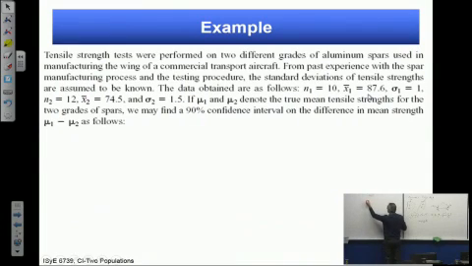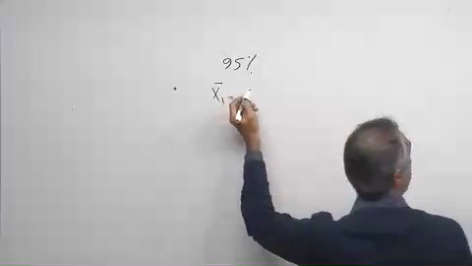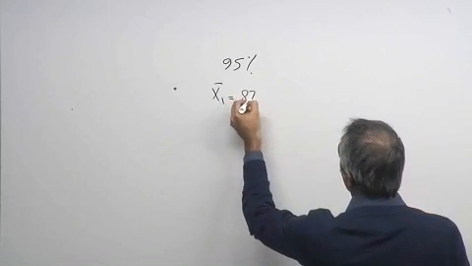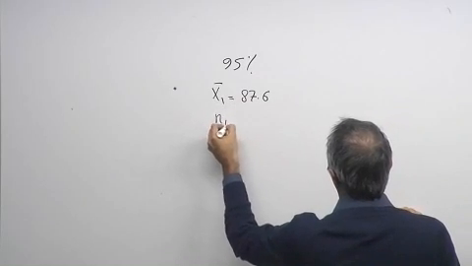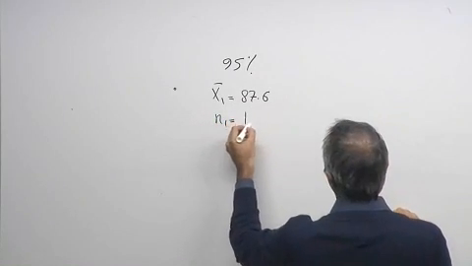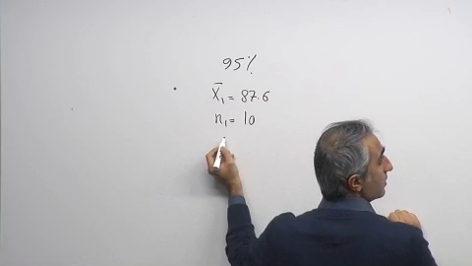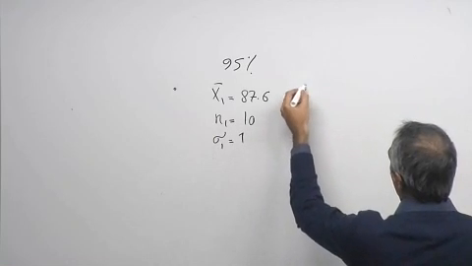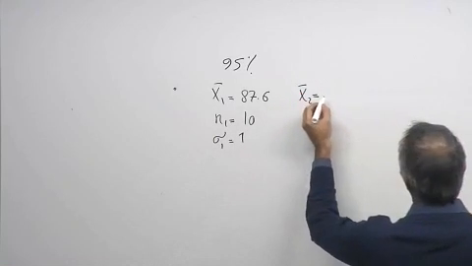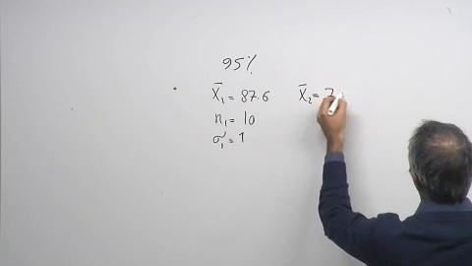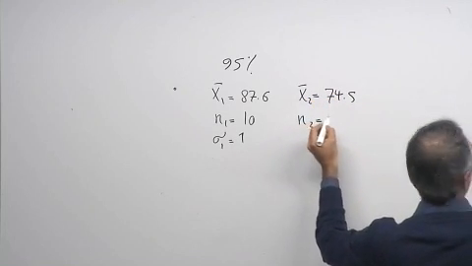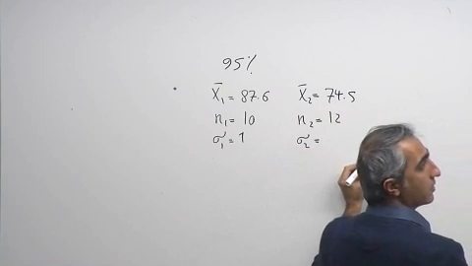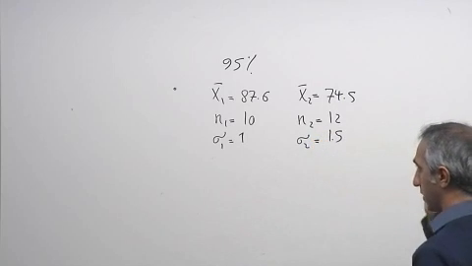So it's easy. X bar 1 is 87.6 and N1 is 10. Sigma 1 is 1. X bar 2 is 74.5 and N2 is 12 and sigma 2 is what? 1.5. Okay?